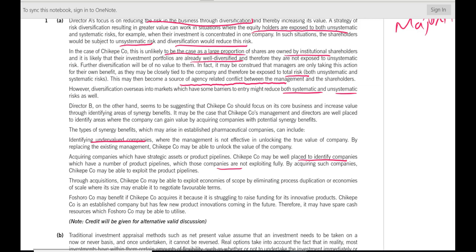The acquiring company may be able to exploit economies of scope by eliminating process duplication, or economies of scale, where its size may enable it to negotiate favorable terms. Fashoro Co may benefit if the company acquires it because it is struggling to raise funds for its innovative products, but our company is an established, mature company, we will raise the funds and we will unlock the value of the subsidiary company. Okay, what about the second requirement?